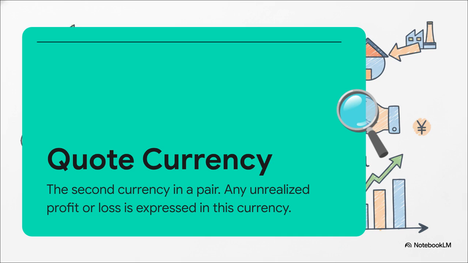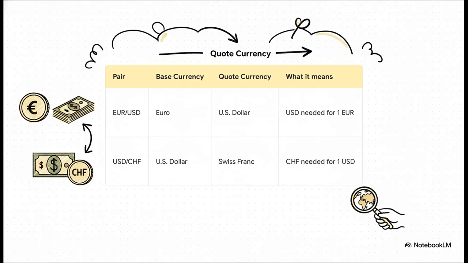Well, that's the quote currency. And if the base currency is the product, then the quote currency is basically its price tag. It tells you exactly how much of it you need to pay to buy one single unit of the base. This chart here just puts that whole relationship in black and white. For euro/USD, it's showing how many US dollars it takes to buy one single euro. For USD/CHF, it's how many Swiss francs you need for one US dollar. See, it's always that simple. The base is what you're buying, the quote is what you're paying with.